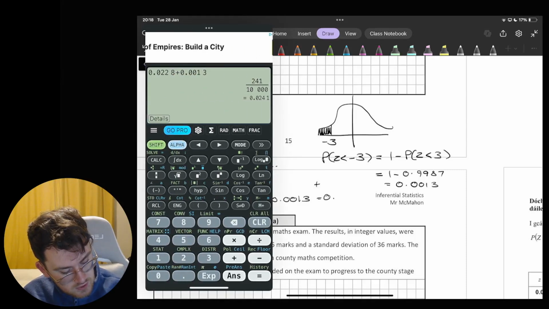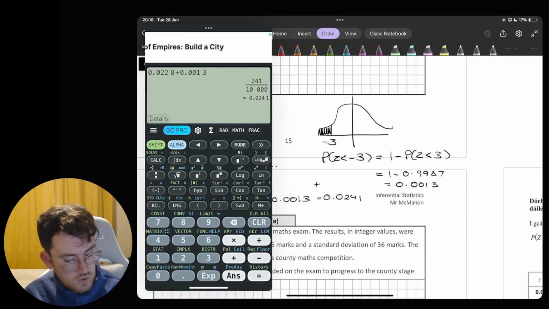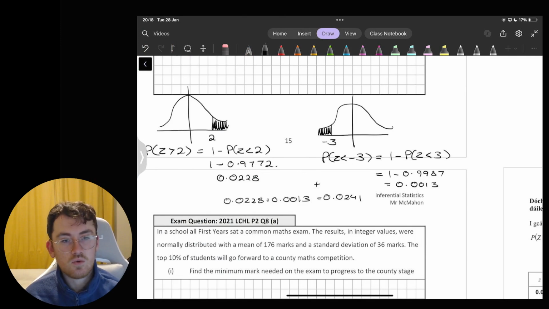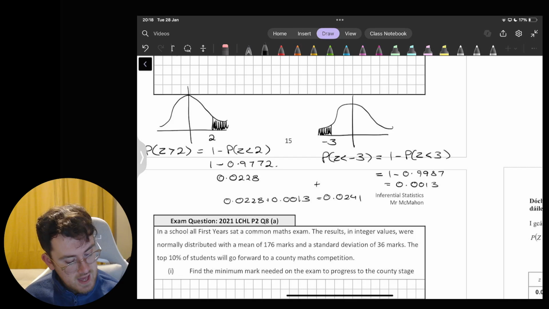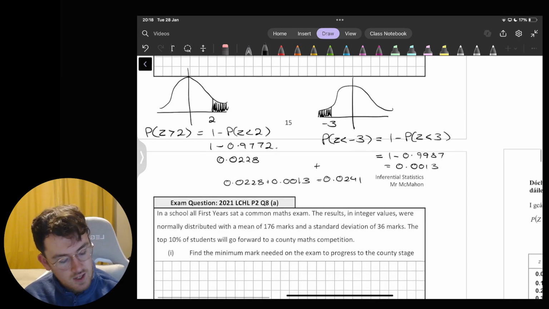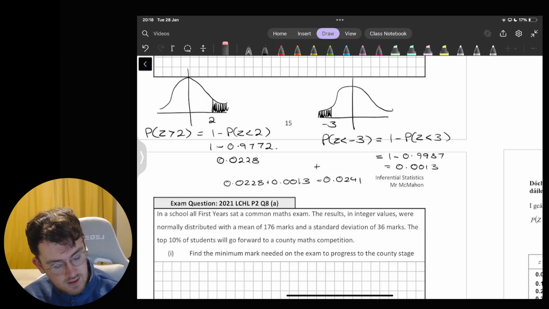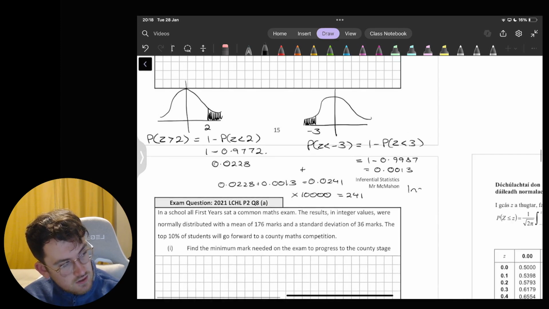Which is 0.0241 as my overall rejection rate now. In terms of how many that would be, we'll times that by our 10,000 here. It's 241.